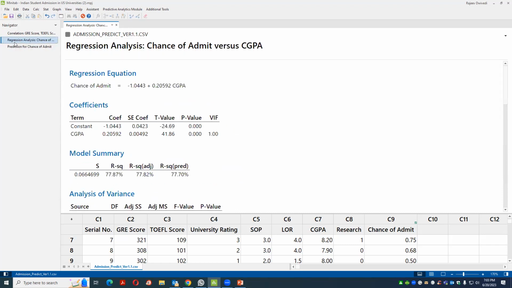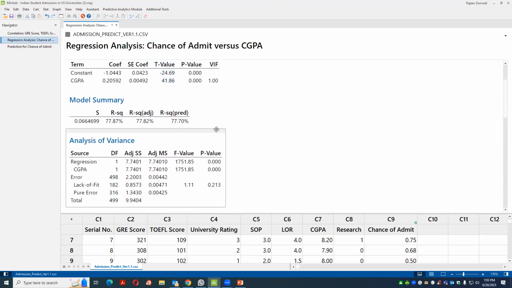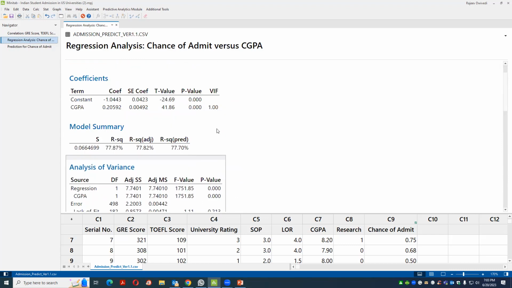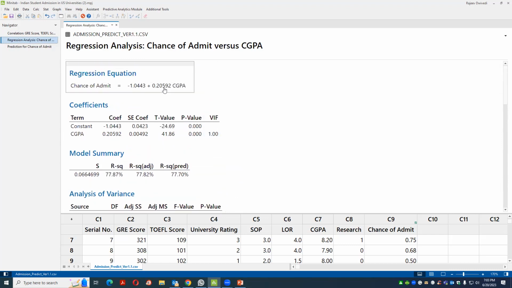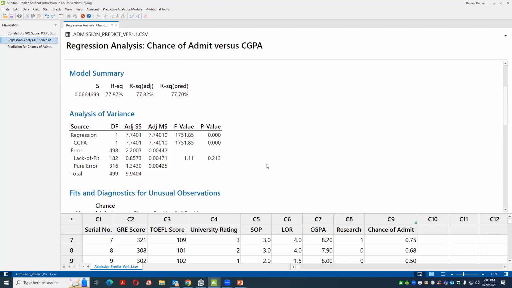So this is your regression. Prediction is only possible when you do the regression. So this is about module number 6. If you have any question, please let me know.